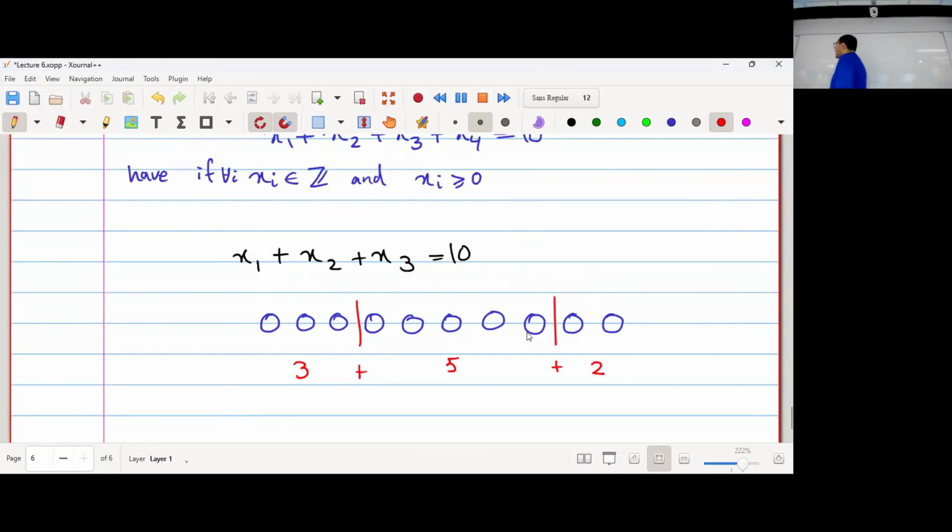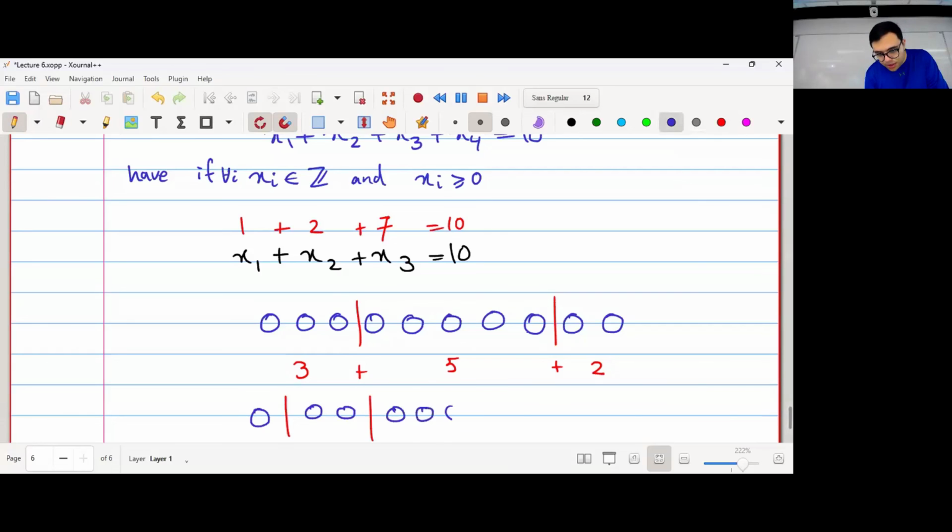So I can take any solution to this equation, and I can turn it into a permutation of 10 balls and 2 balls, right? Because if I give you a solution, for example, 1 plus 2 plus 7 is 10, then you can just say I put 1 ball, and then I put 1 ball, then I put 2 balls, then I put a ball, and then I put 7 balls.